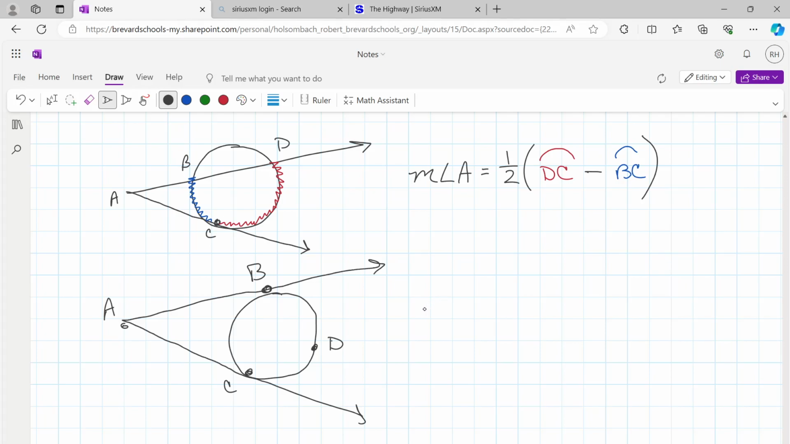So the measure of angle A is equal to 1/2 the measure of the big arc. Here's the big arc. That's arc BDC. Minus the little arc. Starts at B and goes straight to C. So that's arc BC.